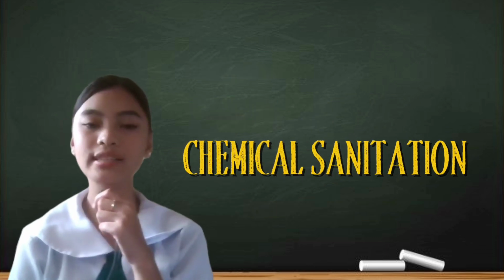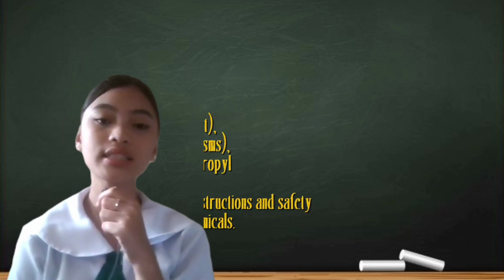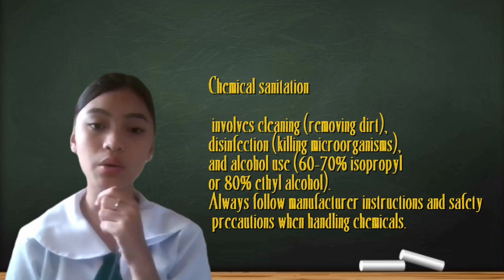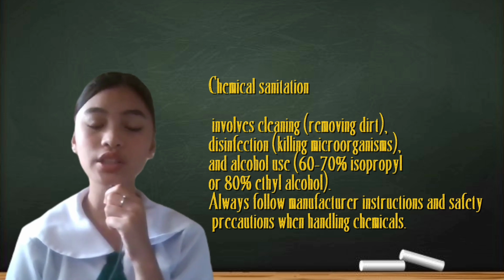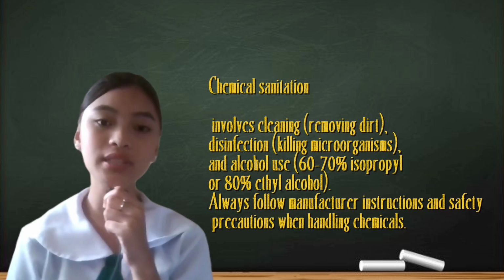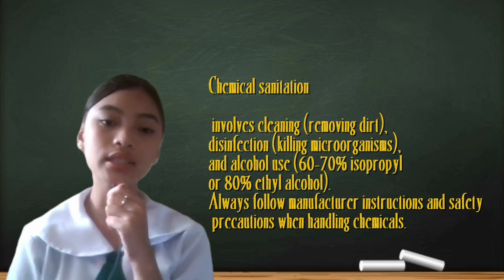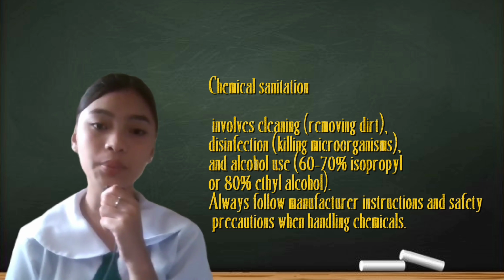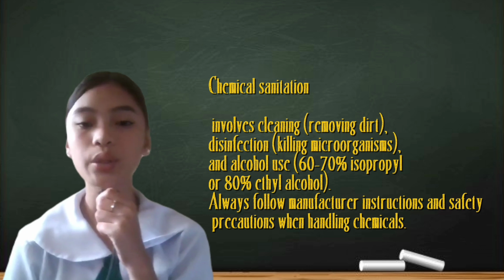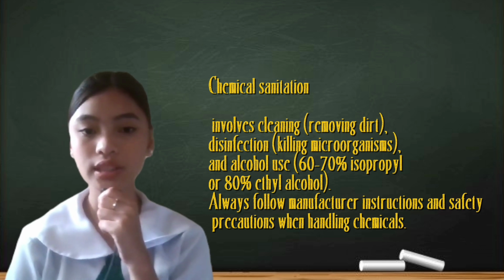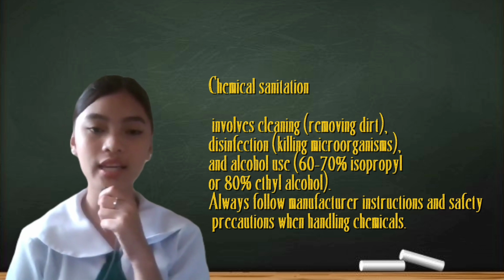Now, chemical sanitation. Chemical sanitation involves cleaning, removing dirt, disinfection, killing microorganisms, and alcohol use: 60 to 70% isopropyl or 80% ethyl alcohol. Always follow manufacturer instructions and safety precautions when handling chemicals.